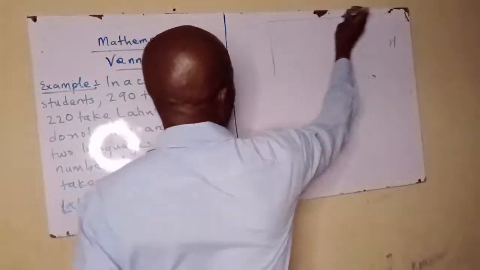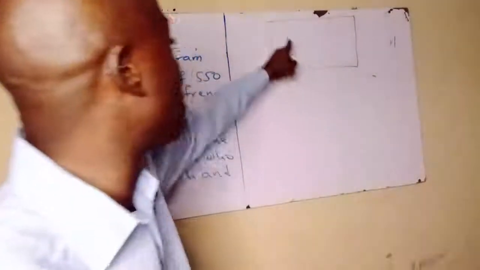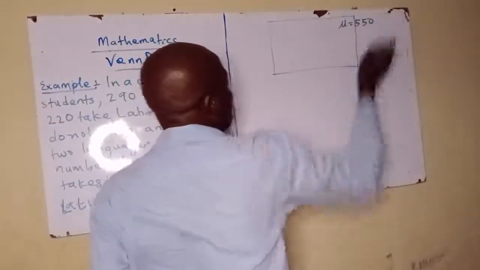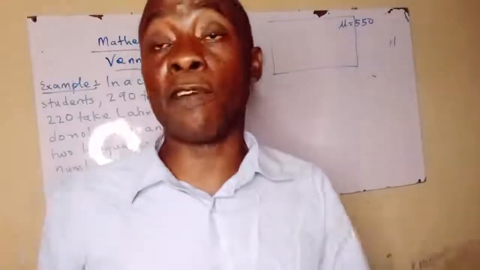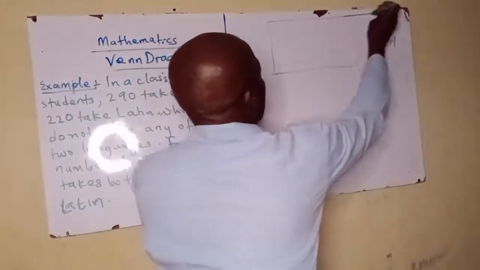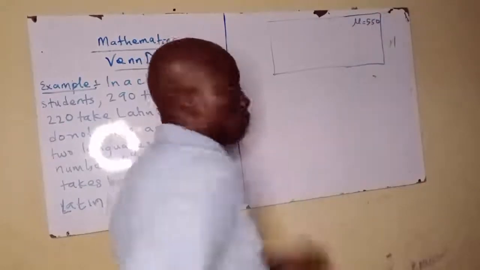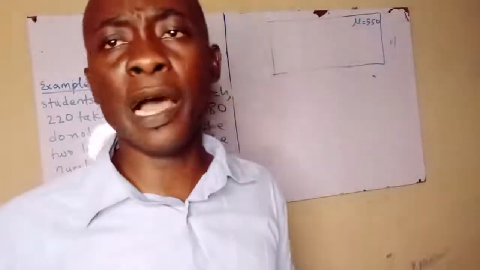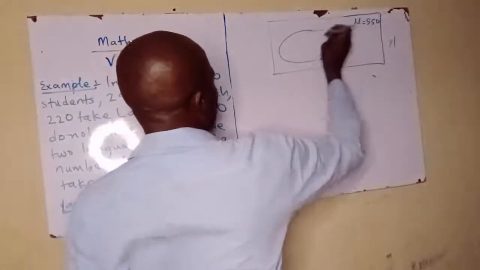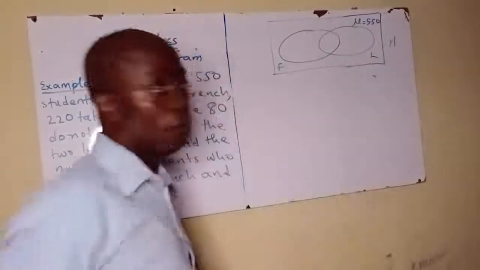Firstly, draw our box. Since we have two things there, because it is in a class, this one represents the class, and the whole student body, which is the universal set, is 550. So everybody in that class is 550. Now, you take both French and Latin. So let F be for French and let L be for Latin.